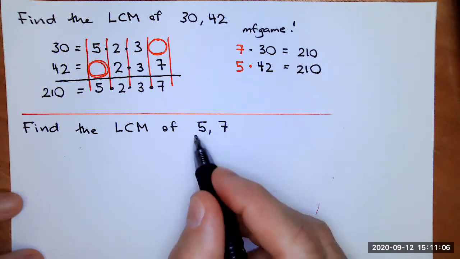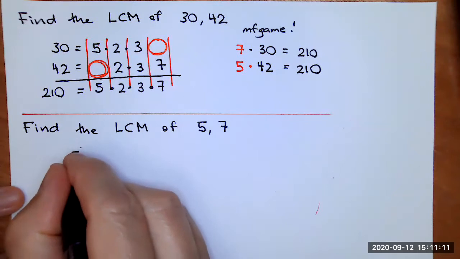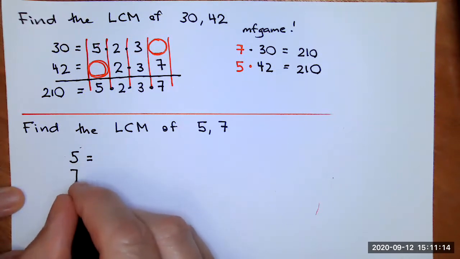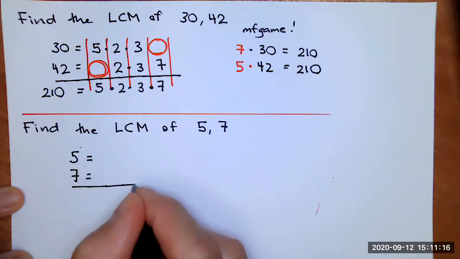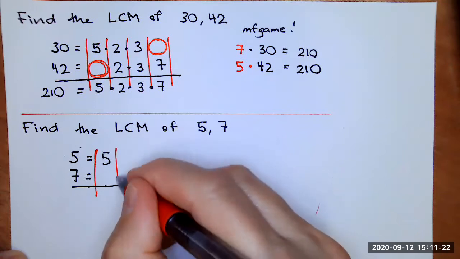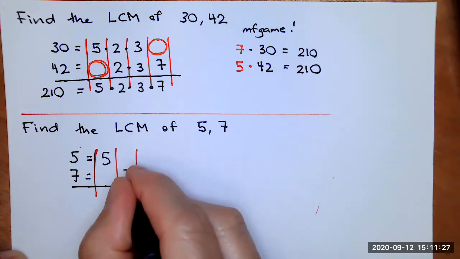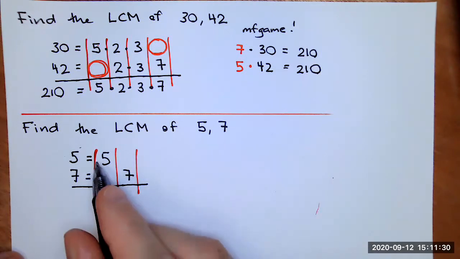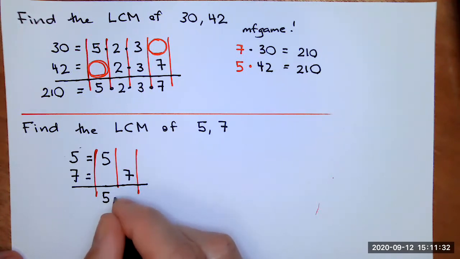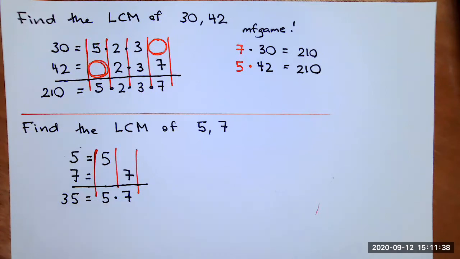All right, sometimes the easiest problems seem harder, so let's do this one. 5 is already a prime, so it can't be broken down. If we make a chart, it just gets its own column. And 7 is already a prime, so it cannot be broken down. So the least common multiple of 5 and 7 is just 5 times 7, or 35. All right, let's do another.